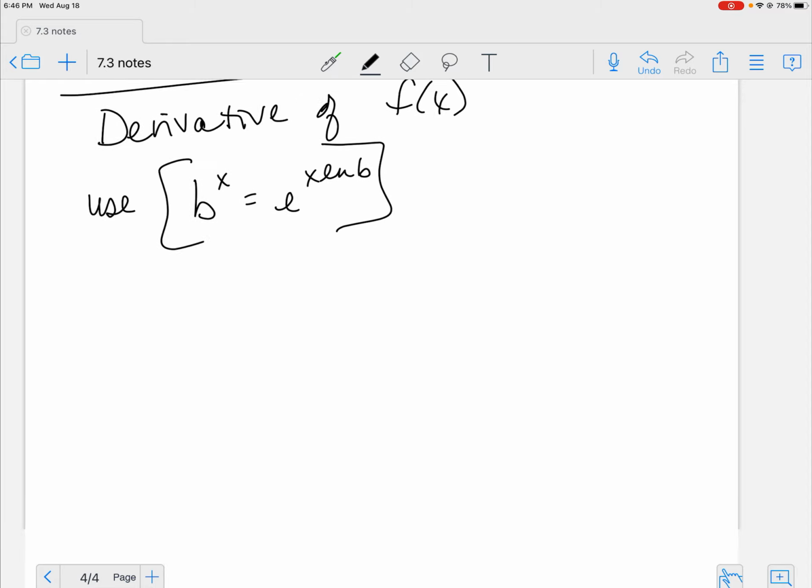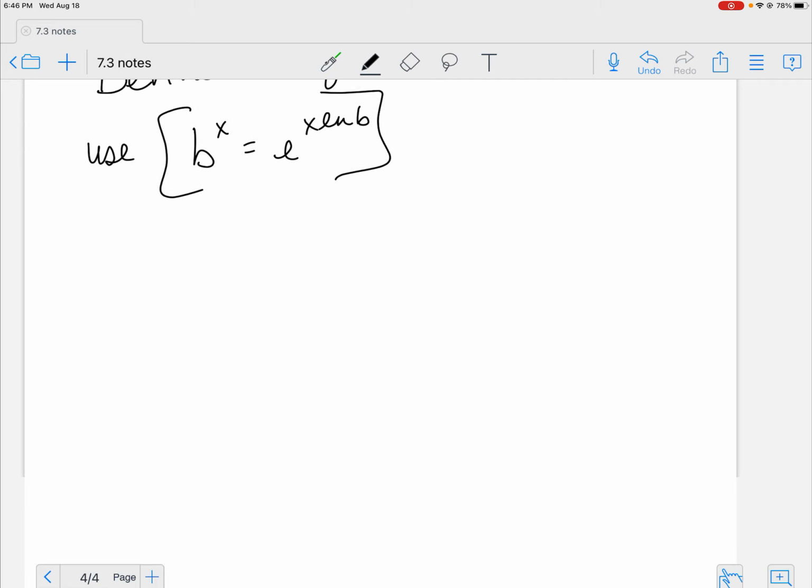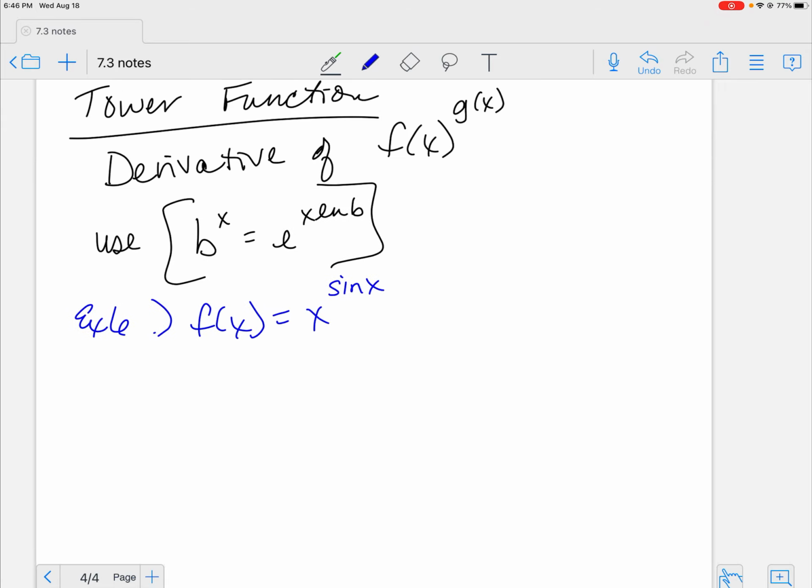Here's example 6. It has 2 parts, but example 6, I'm given f of x is equal to x to the sine of x. Function as my base, function as my exponent. That is how you identify this. Just by looking at it, I can identify it like that.